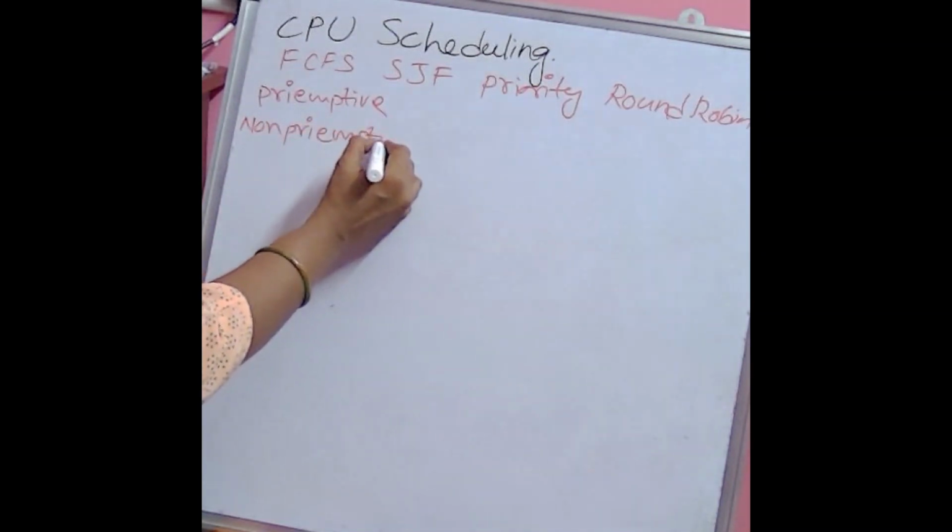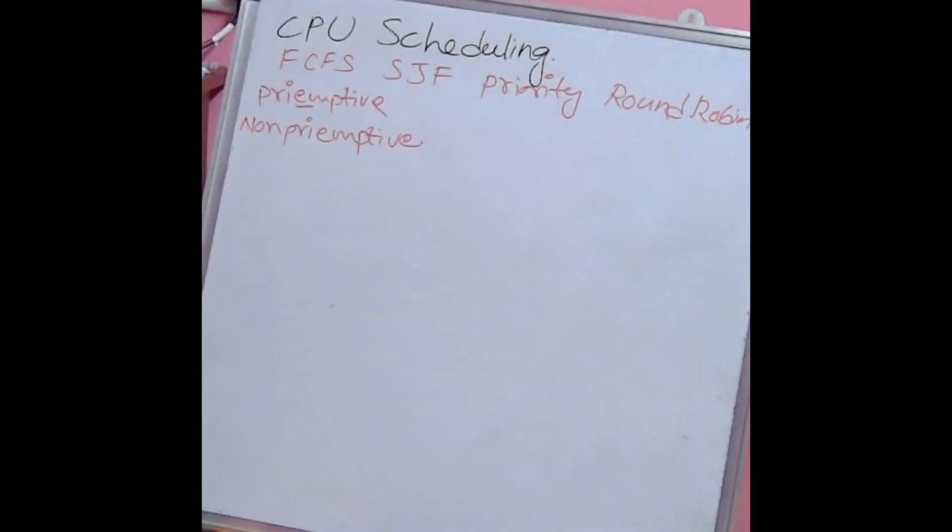What is pre-emptive? Before the completion of execution, the CPU is deallocated from that process and it may be allocated to another process. Non-pre-emptive means once the CPU is allocated to a process, till the completion of that program the CPU is with that process only. Whatever may be the priority, whatever may be the disturbances, the CPU will continue with that process till the completion of execution. That we call non-pre-emptive. This type of scheduling applies to FCFS.